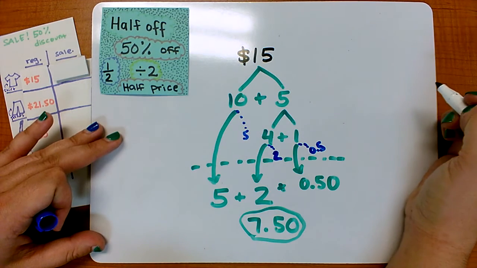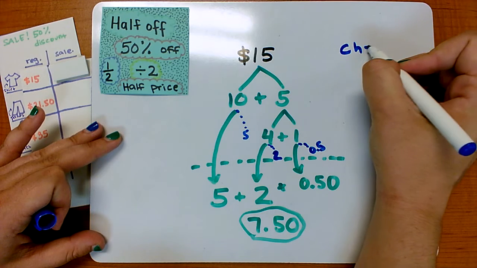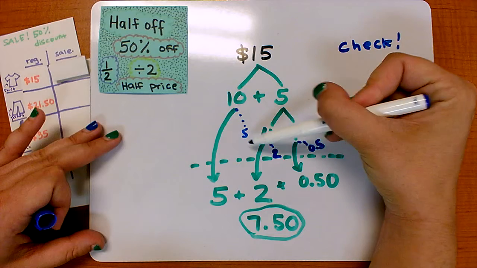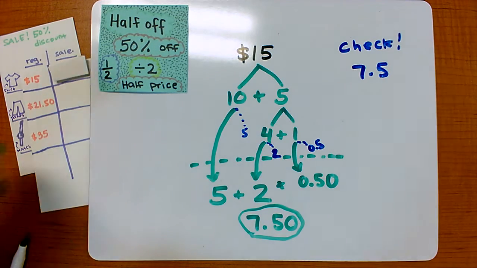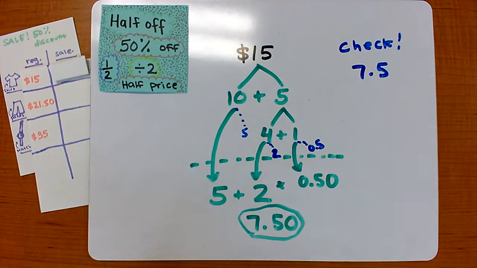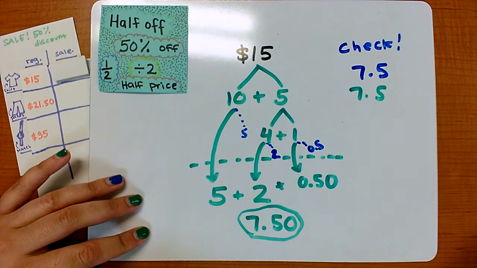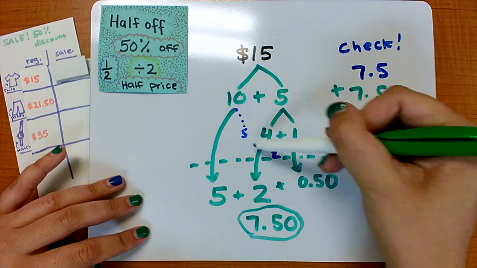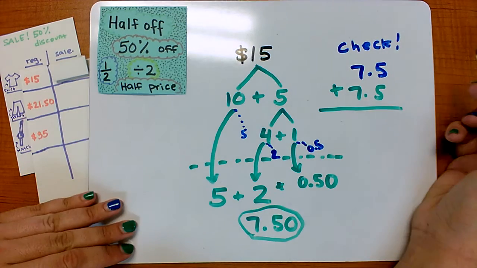This is important because I can check my work, which is always important, by taking the other half, which is 7.5, and adding it to the half I'm taking, which is 7.5. If I did my math right, my 2 halves should add up to the whole, what I started with.